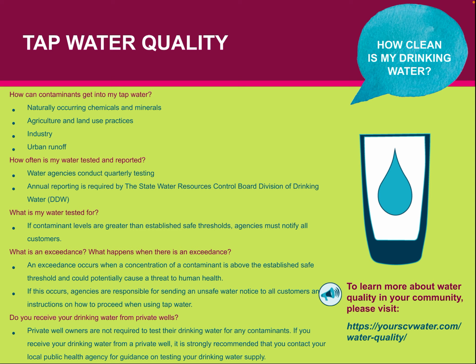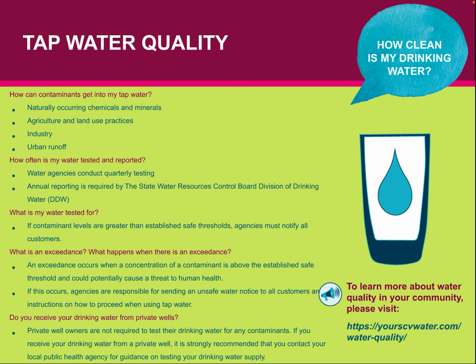Now, what is an exceedance? What is greater than the established safe thresholds? And then what happens when there is an exceedance? An exceedance occurs when a concentration of contaminant is above the established safe threshold and could potentially cause a threat to human health. If this occurs, agencies are responsible for sending an unsafe water notice to all customers, as well as instructions on how to proceed when using tap water.